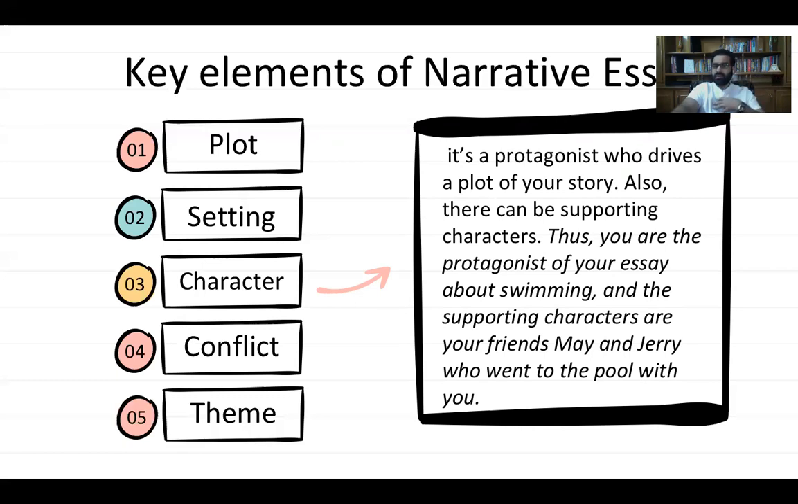Okay, there are two kinds of major characters: protagonist and antagonist. Protagonist is basically the hero. Antagonist is the villain who drives the plot of your story. Also, there can be supporting characters. You are the protagonist of your essay about swimming, and the supporting characters are your friends. For example, May and Jerry, who went to the pool with you. Maybe Ali and Hassan, who went to the pool with you.